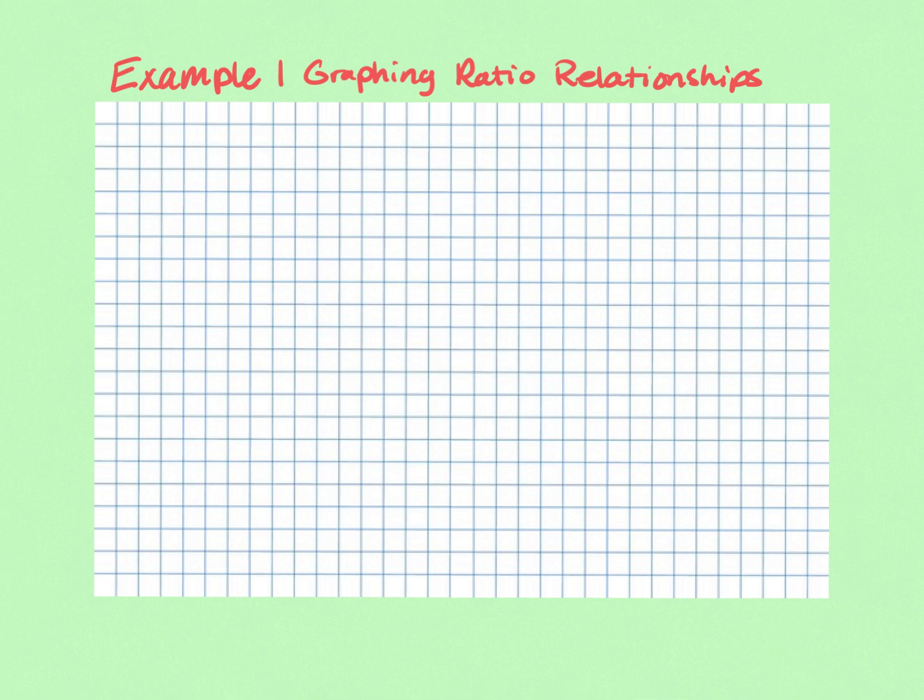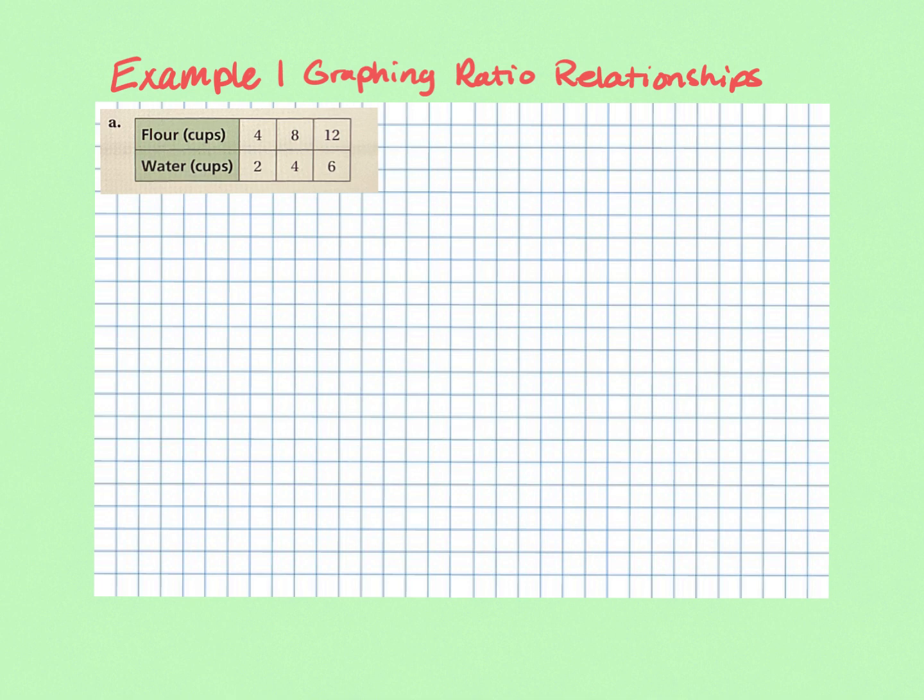Example 1 is graphing ratio relationships. We're going to represent each ratio relationship using a graph. So here is a ratio table that they give us. The first thing we need to do is look at the ratio table. We have flour, which is in cups, and we have water, which is in cups. So we start off with grabbing out those ordered pairs like this.